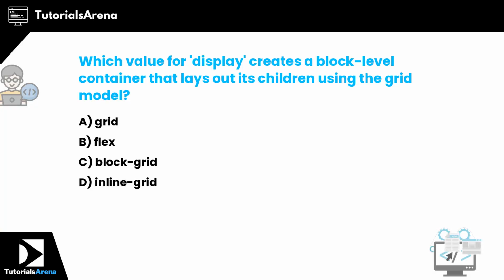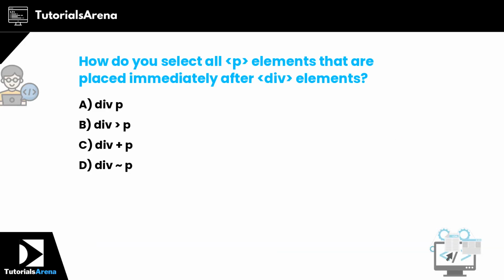Which value for display creates a block-level container that lays out its children using the grid model? The correct answer is option A, grid. How do you select all P elements that are placed immediately after div elements? The correct answer is option C, div plus P.